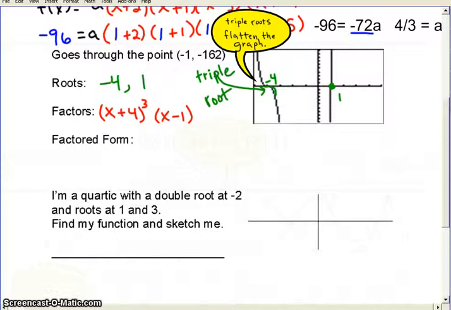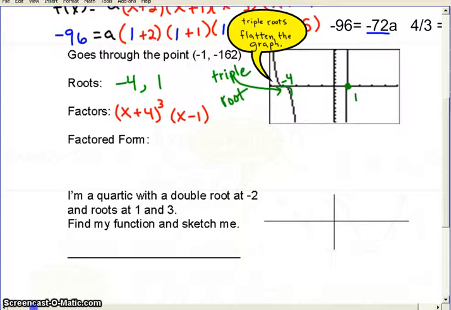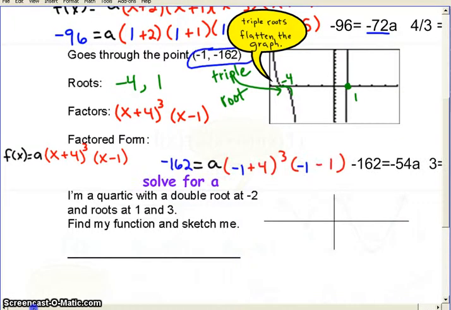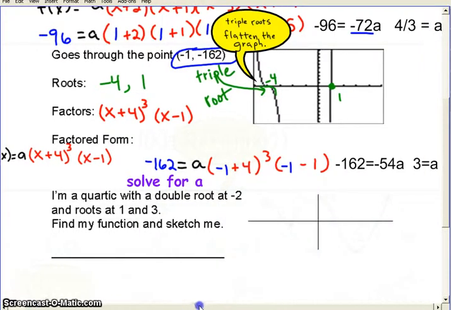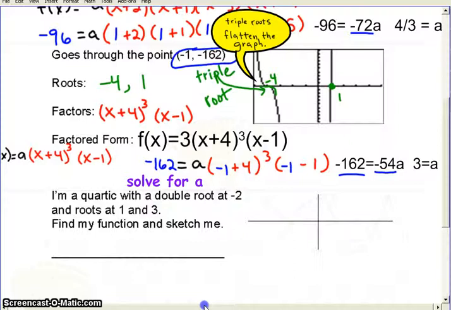Okay, and again, to write this in factored form, we're going to need to solve for a. So using our factors, we're going to plug in the point -1 for x and -162 for y. -1 plus 4 to the third power, that's going to be 3 cubed, which is 27, and 27 times -2 is -54. We divide both sides by -54, and we get that a is equal to 3. So plug that back in for a, and there's your factored form of the function.